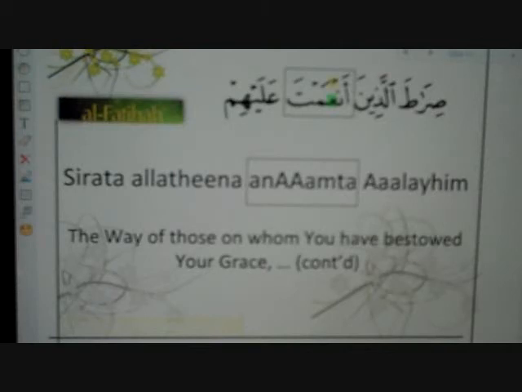Now the ruling with noon, the letter noon, when it has a sukun, there are four rulings that come under it. This ruling is the ruling of izhar, which means to recite clearly. So we don't do ghunna on the noon here, and we don't recite it as amta, because ayn is a letter that needs to be recited with izhar.